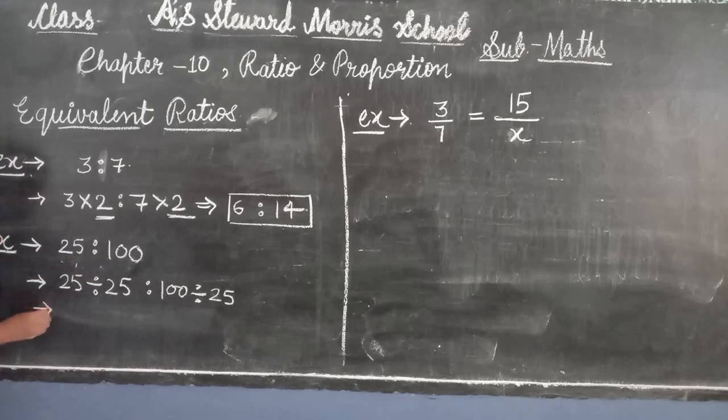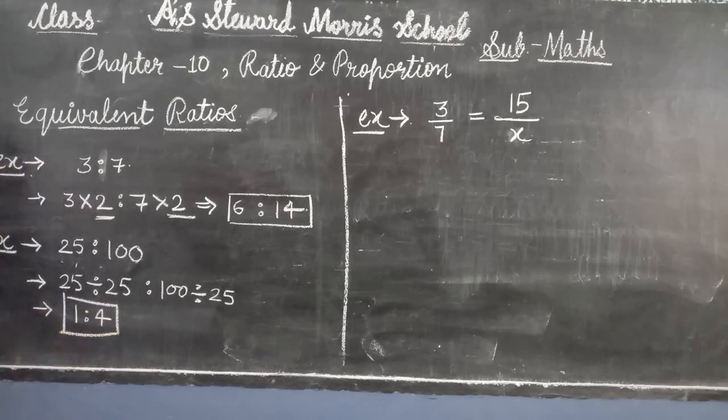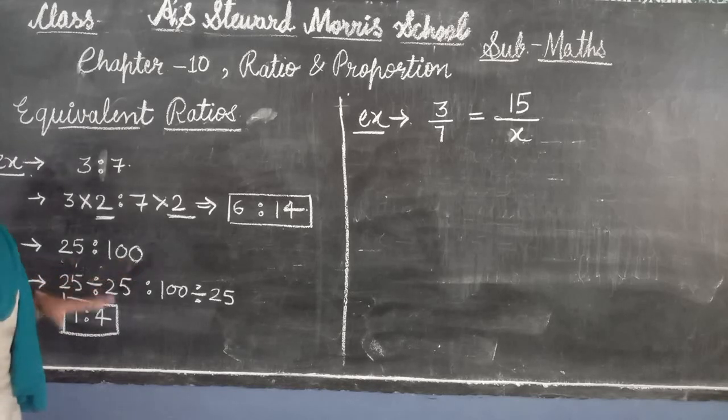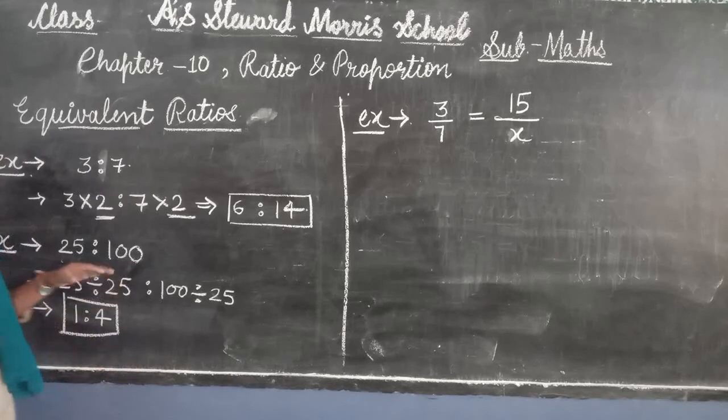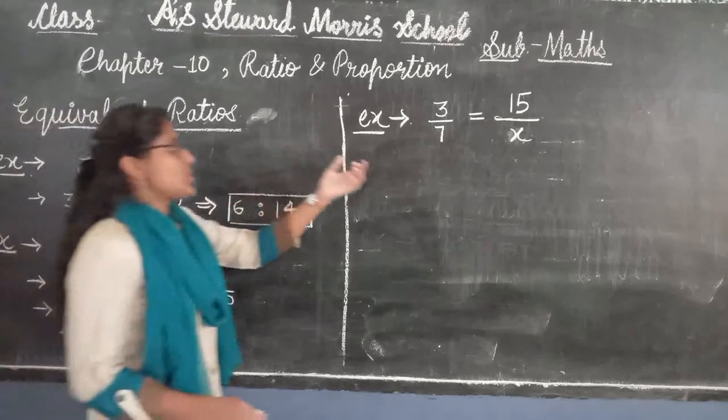So 25 divided by 25 is 1 and 100 divided by 25 is what? 4. So in this situation you can see what your equivalent ratio is. Your equivalent ratio is 1:4. But in this question you can see it is the simplest form also and it is the equivalent ratio also. This is the simplest form of 25 is to 100 and it is the equivalent ratio also.